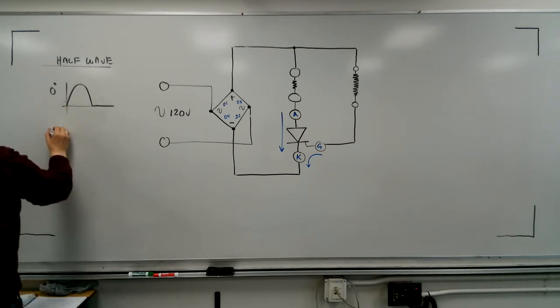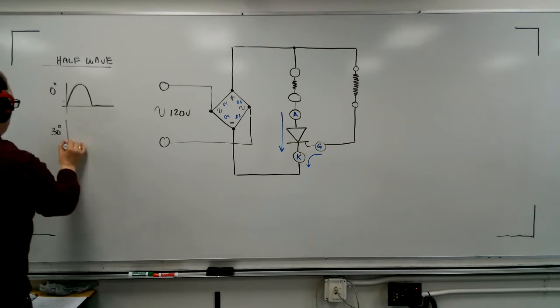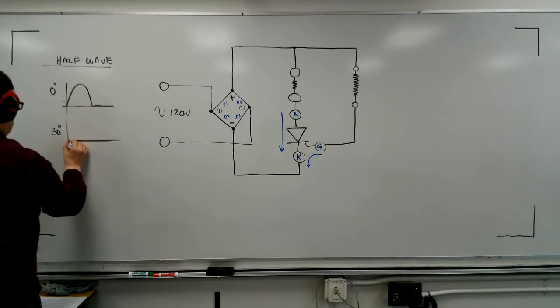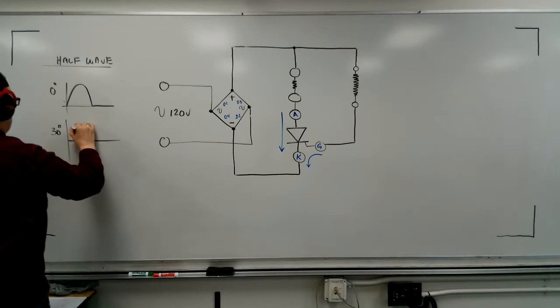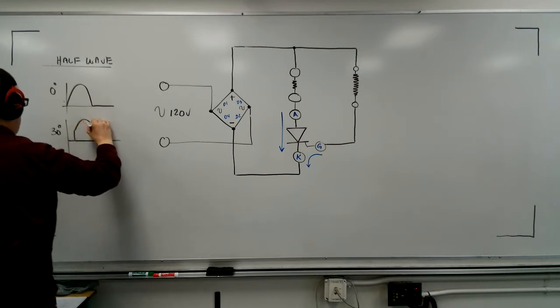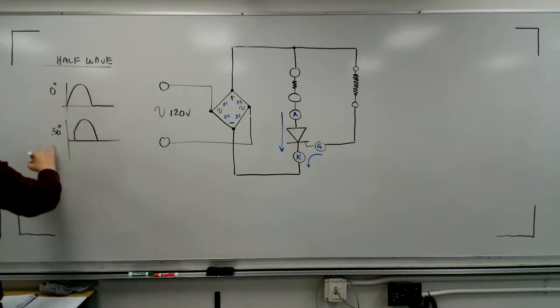What happened if we trigger at 30 degrees? Well, then it would look like this. Basically it would block. Remember, this is load voltage we're looking at here. And that's what the load would look like at 30 degrees.